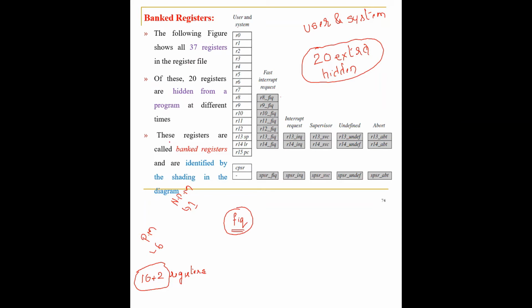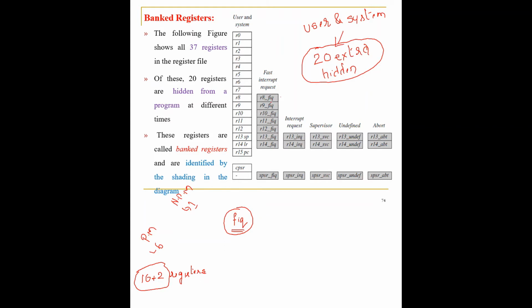These registers are called banked registers and are identified by shades in the diagram. This is what banked registers are. Basically, they do not exist. They come into picture when the system enters into a particular mode.